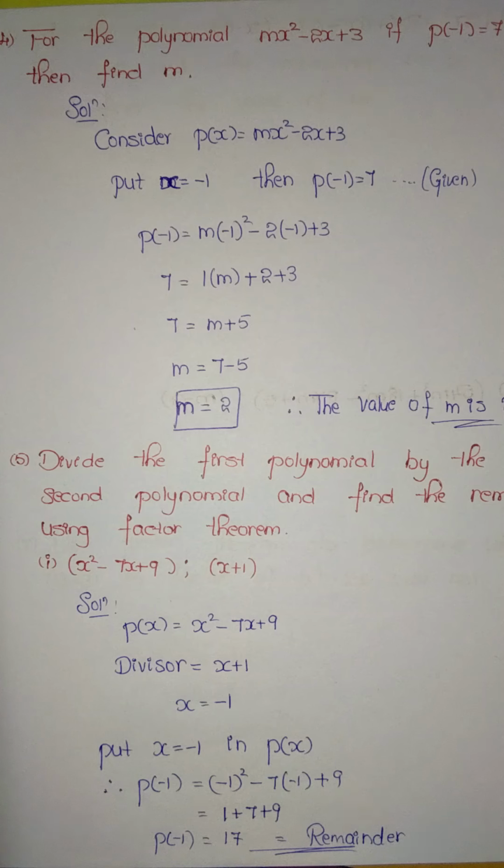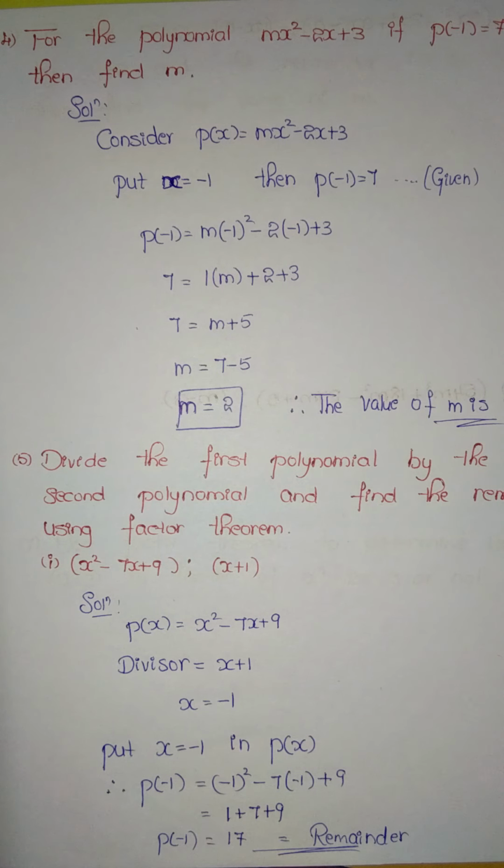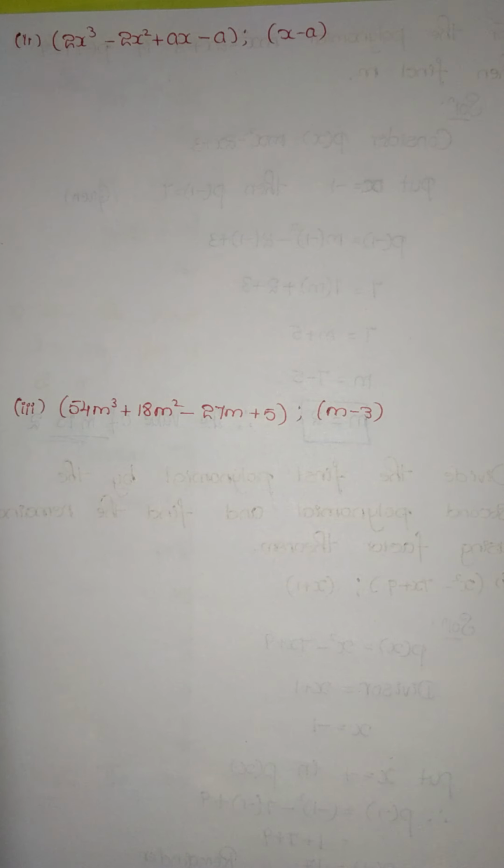So here p of x जो कुछ भी है वो दिया रहता है और divisor दिया रहता है. Divisor में अगर plus है तो उसको minus लेना है, अगर minus है तो उसको plus में लेना है. So by using that we have to find the remainder, that is here p of minus 1 equal to 17. So it completes first question in the 5. Next, second one. So second question is 2x cube minus 2x square plus ax minus a, which is divided by x minus a.